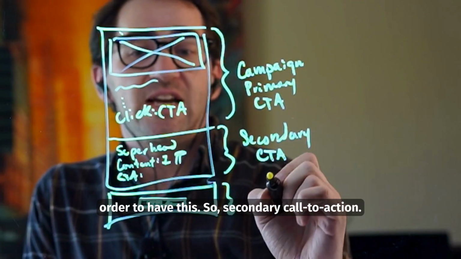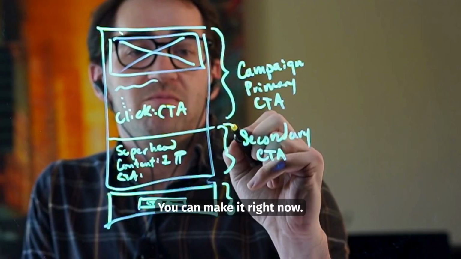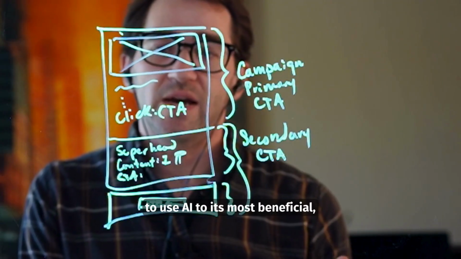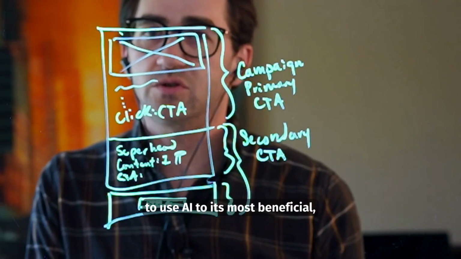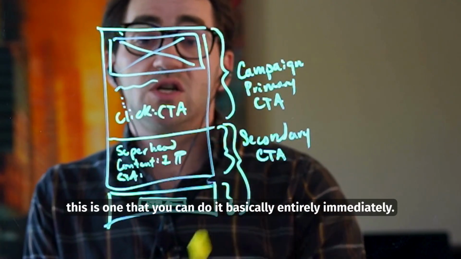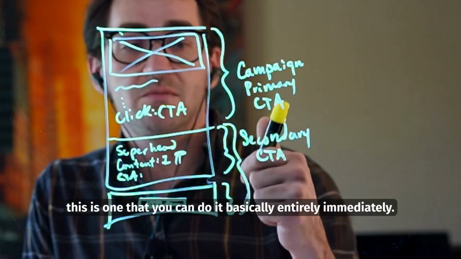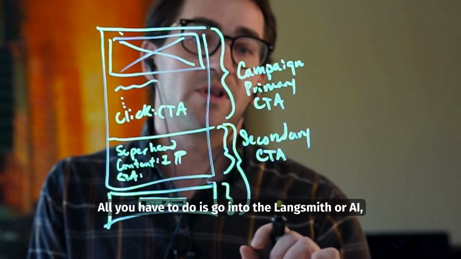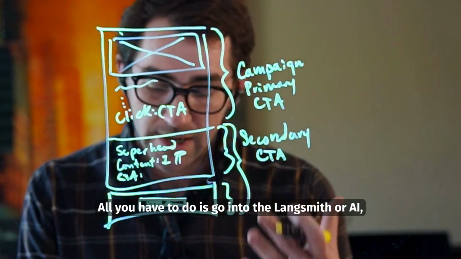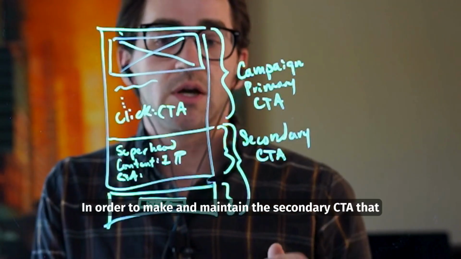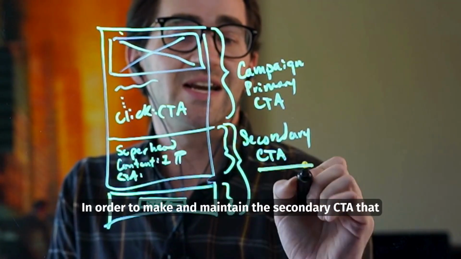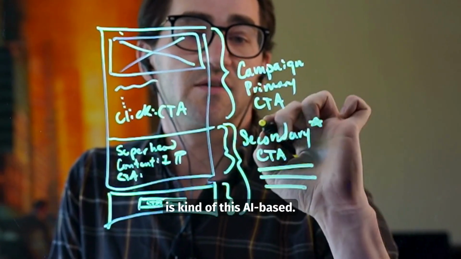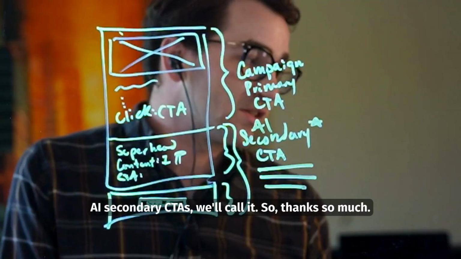So a secondary call to action, you can make it right now. If you're having an AI mandate and trying to figure out how to use AI to its most beneficial, this is one that you can do basically entirely immediately. Here's the Marketo infrastructure side of it. All I have to do is go into LangSmith or whatever kind of agentic approach you're doing, in order to make and maintain this secondary CTA, AI secondary CTAs, we'll call it.